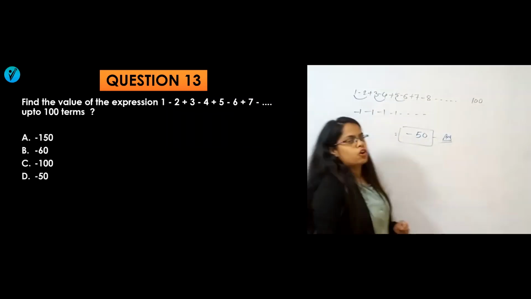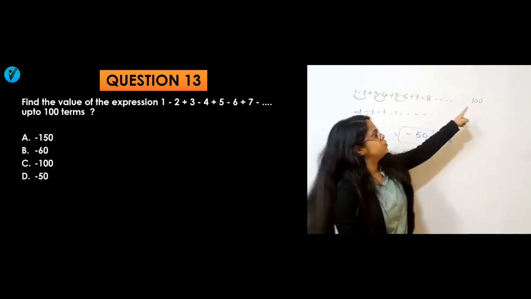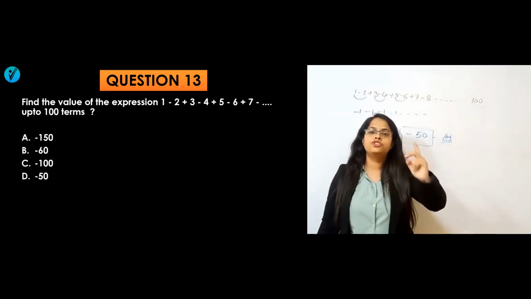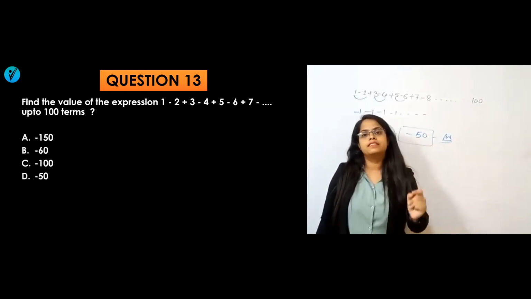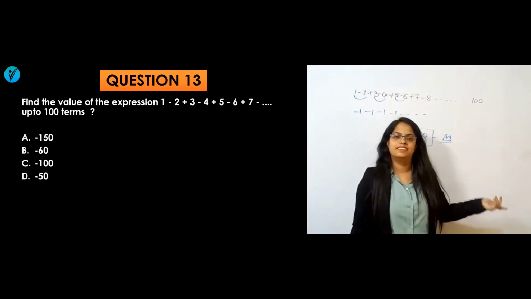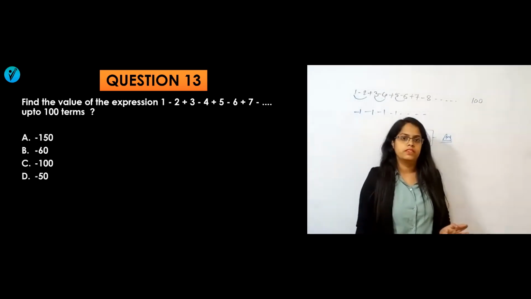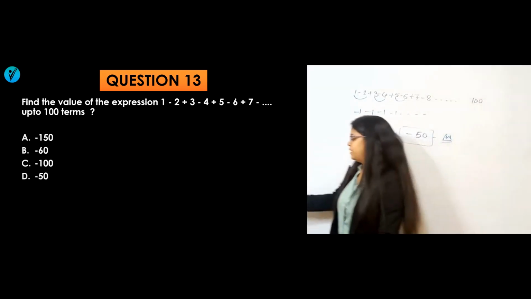If you take a minus common, 1 plus 1 plus 1 plus, you will have to add up to 50 because there are a total of 100 terms and each two terms give us the answer minus 1. So 100 terms will give us the answer as 50 times minus 1. That means minus 50. That's it. This was a completely oral based question. So the answer will be option number D. Easier. Now let's solve the next one.